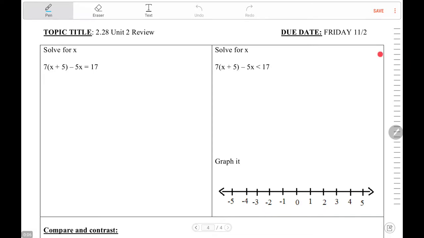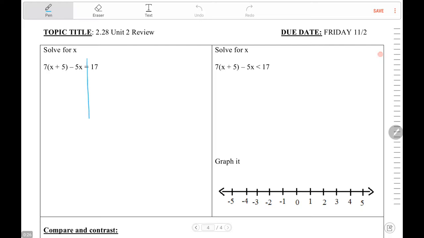Hi kiddos, so at this point we have now finished this unit. Yay! We solved equations and now we solved linear inequalities. So for tomorrow's lesson and for your unit assessment, we are going to compare and contrast those two. So to get us thinking about the difference, I want us to solve this homework.